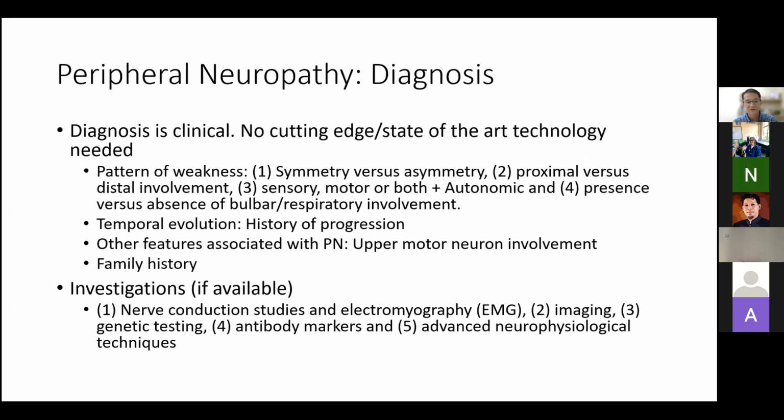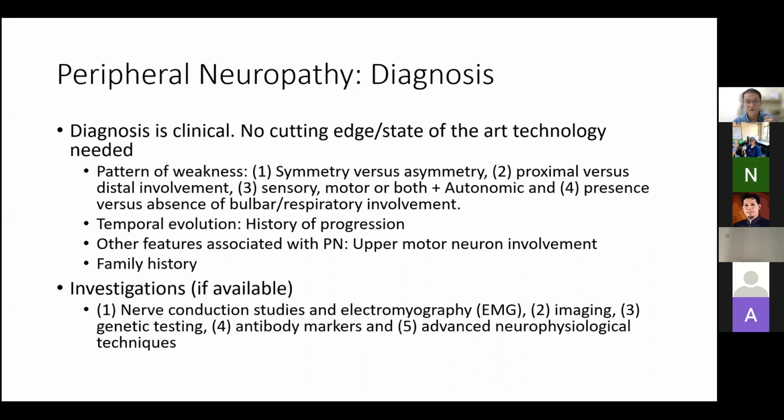So when you see a patient, if you suspect peripheral neuropathy, you look at the pattern of weakness first. So whether they are symmetric or asymmetric. You see whether they are more of proximal weakness or more of distal weakness. And you look at whether there's any sensory involvement, motor involvement, or both, or in some patients, they come with autonomic dysfunction as well. And also whether there are some extra peripheral features, for example, bulbar weakness or respiratory muscle weakness.